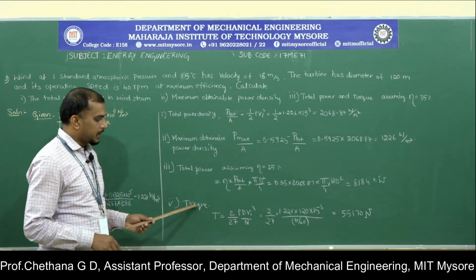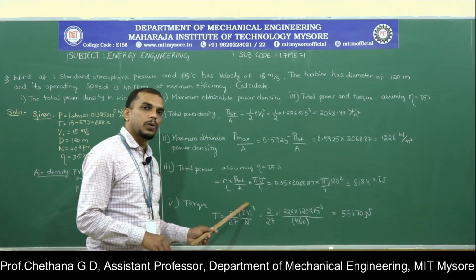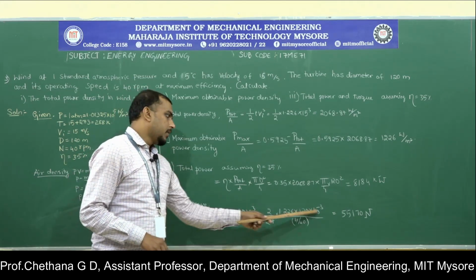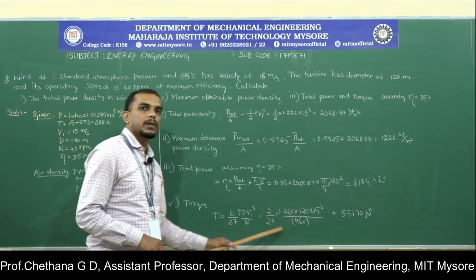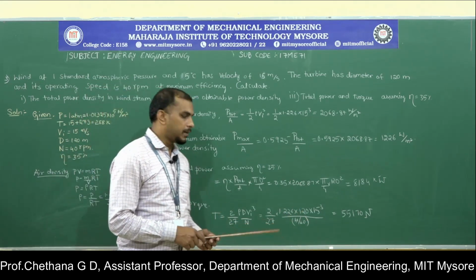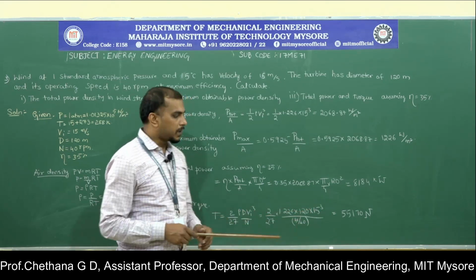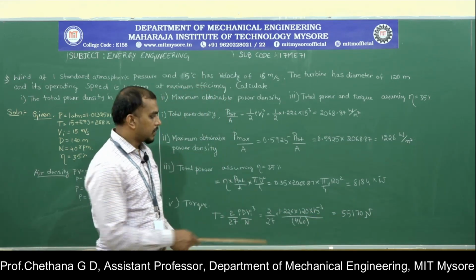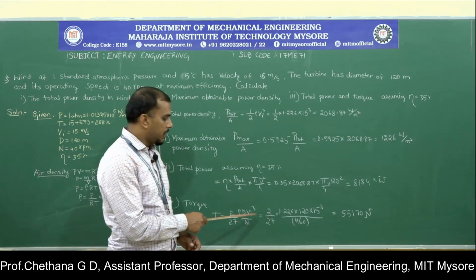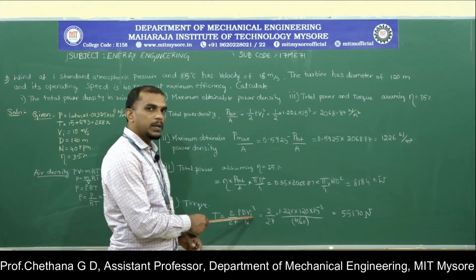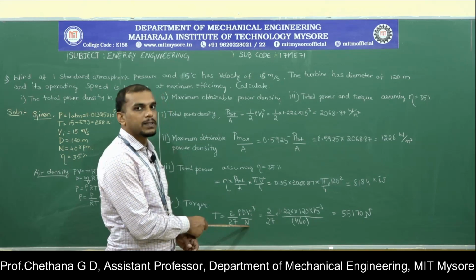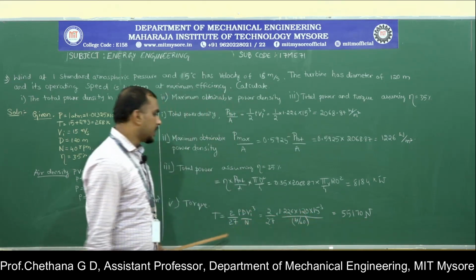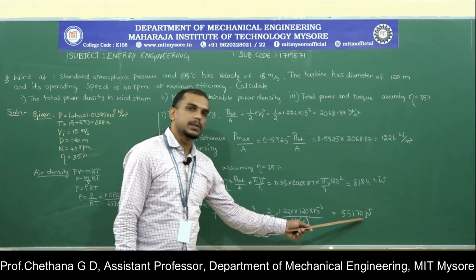Now, go for torque. Torque is given by 2 by 27 into rho d Vi cube by N. Substitute all the values which we know. But remember, RPM should be converted into RPS, or per second, because velocity you are substituting in meter per second, and ultimately the unit you have to get here is Newton. So, if you substitute density as kg per meter cube, diameter as meter, velocity as meter per second, and this as revolution per second, you get kg meter per second square, which is Newton. So, finally, the torque you can obtain is 55,170 Newton.